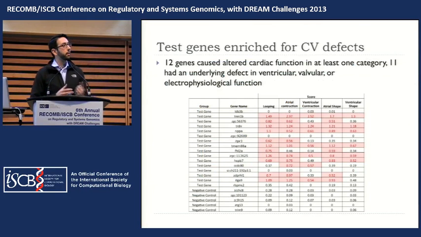I looked at 16 test genes. For 12 of these genes, there was a significant defect in at least one of these 5 parameters, as compared to 0 of 5 negative control genes. The negative control genes were genes that we had ranked lowly with our prioritization scheme.